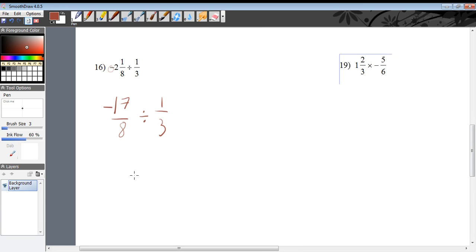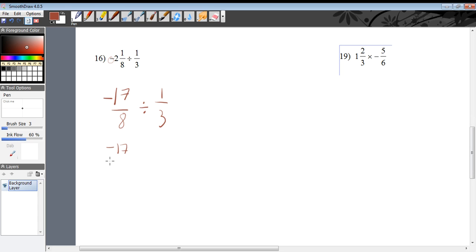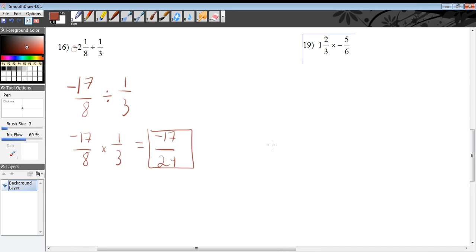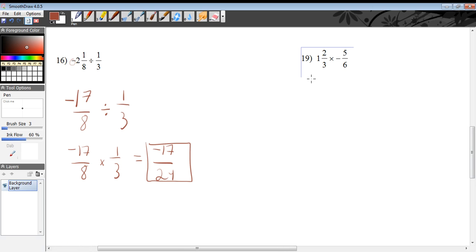Now my dividing rule, I'm going to flip the second fraction and multiply straight across. So I'll have negative 17 over 24. And there's my answer. Multiplying and dividing is much easier than adding or subtracting when we're dealing with fractions.